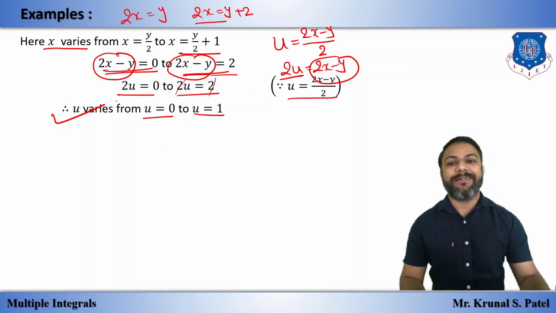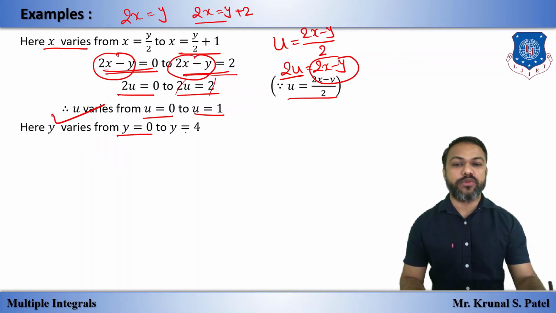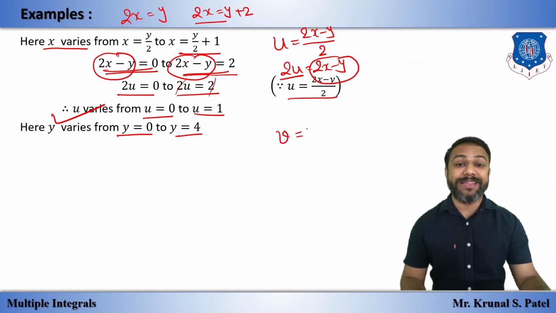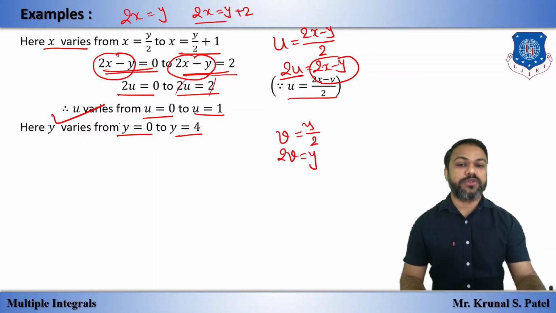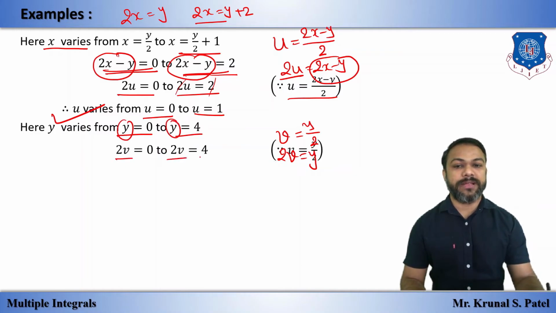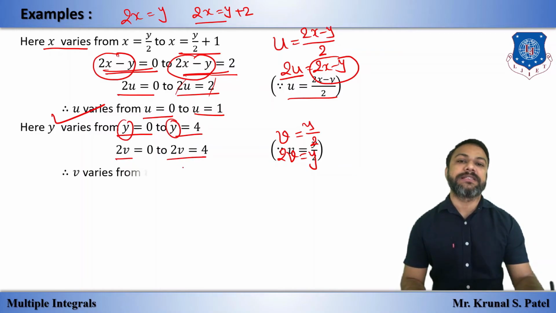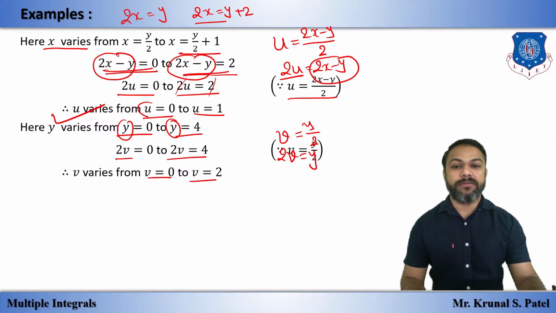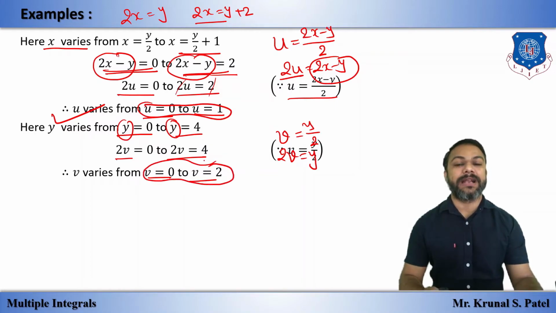In a similar way, y varies from 0 to 4. Now we know v is equal to y/2, so 2v = y. So we can put 2v = 0 and 2v = 4. So we get v = 0 and v = 2. So this is the limit of v. So we have u and v, and these are the new limits.